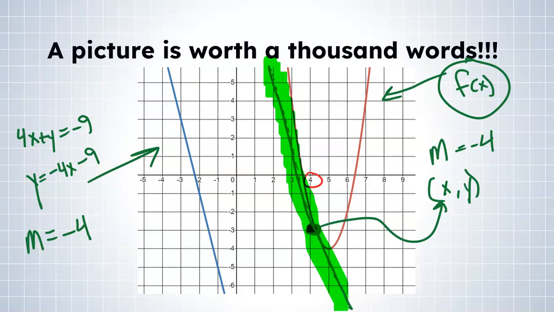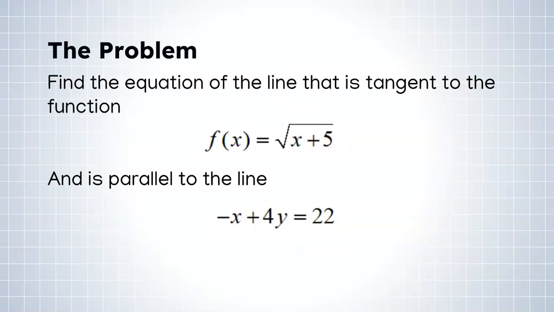All right, let's do a second problem here. If you'd like, you could pause the video, try it on your own, and see what happens and see if you get the right answer and fast forward to the end. All right, find the equation of the line as tangent to the function f of x equals the square root of x plus 5 and parallel to the line -x plus 4y equals 22.